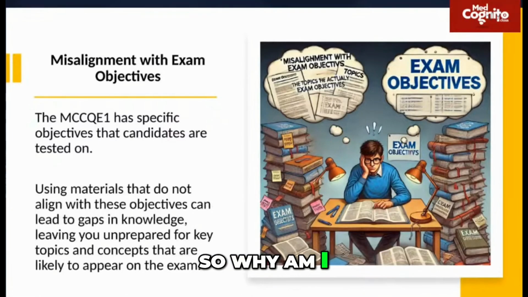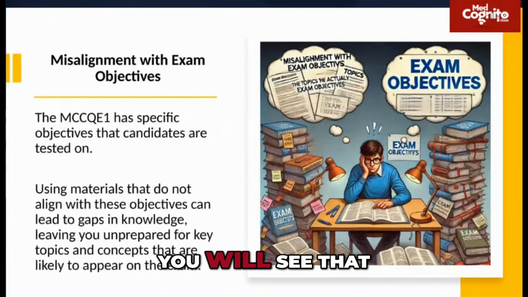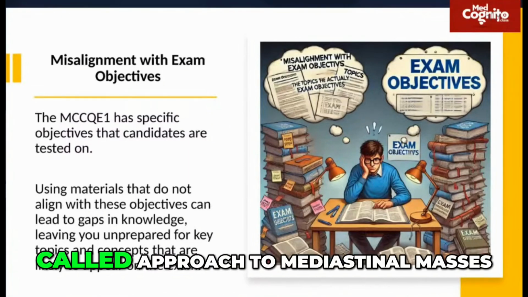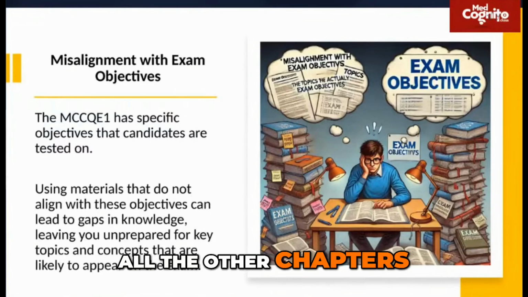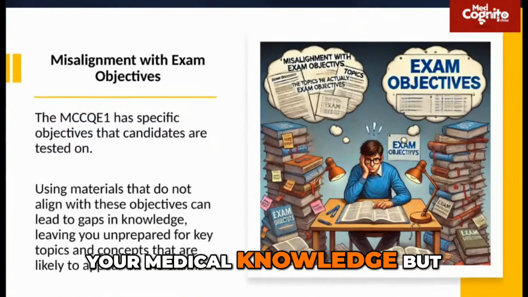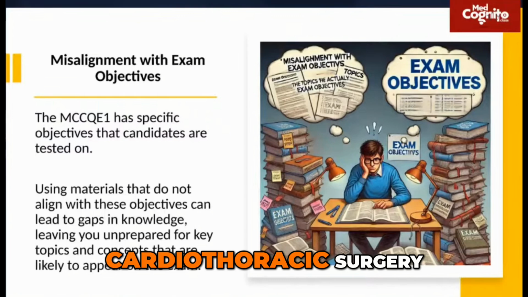So why am I saying that? Because if you go through your MCC checklist, you will see that there is a chapter called Approach to Mediastinal Masses. All the other chapters, they are good for your medical knowledge, but they are not relevant for the exam. I'm talking about the cardiothoracic surgery.